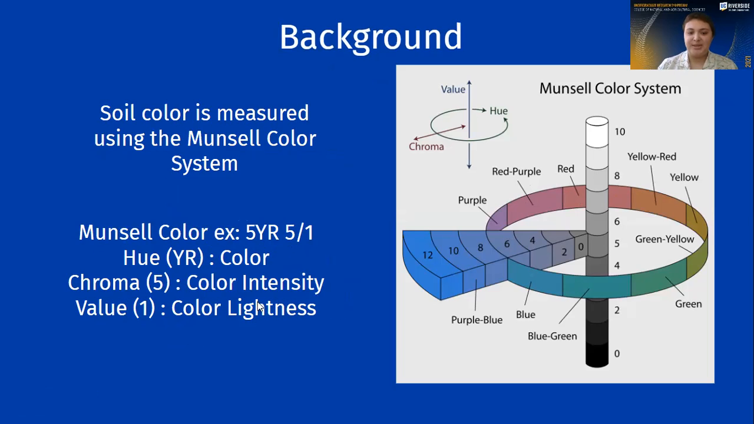In this case, it would be a YR, which is a yellow-red, as you see on this axis. The next you would do is the chroma, which is on this protruding axis right here. In this case, it's a 5 on the color intensity scale, so the yellow-red color would be a 5, which is about in the middle of the scale. And then the value comes last, which is the lightness or darkness of the color on this center axis right here. In this case, it's a 1, which is pretty low, so it would be a pretty dark soil.